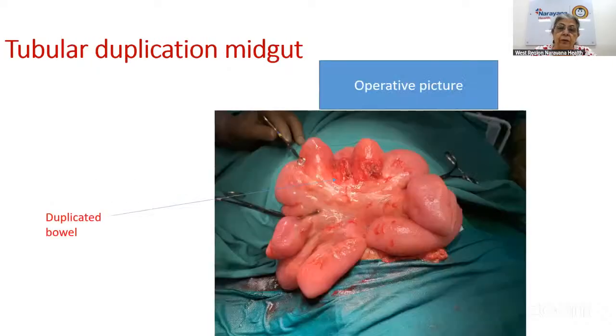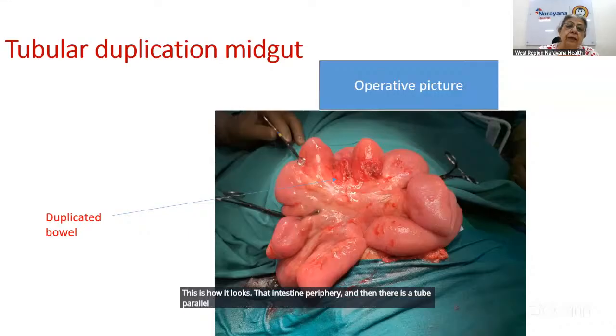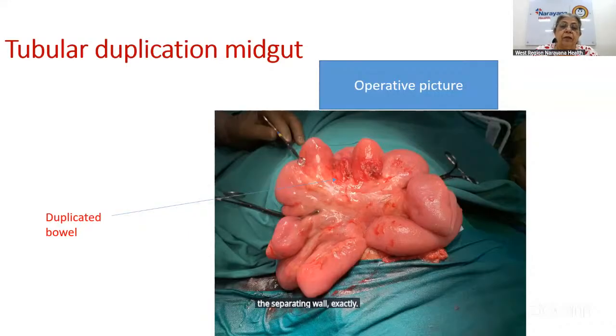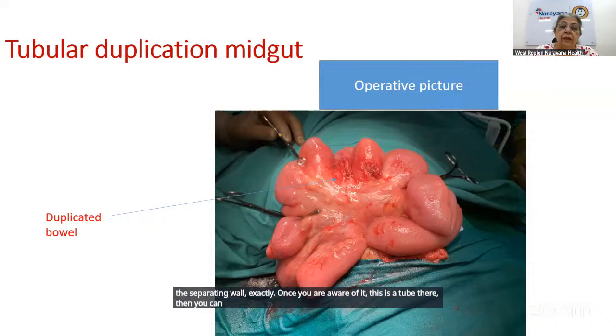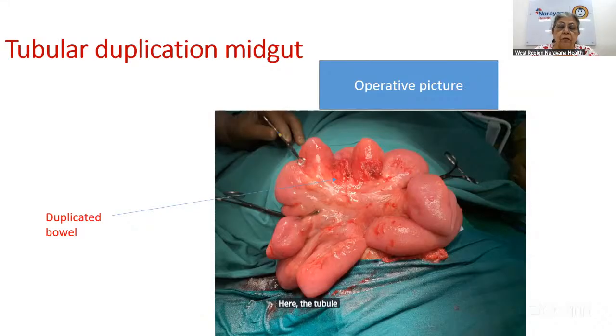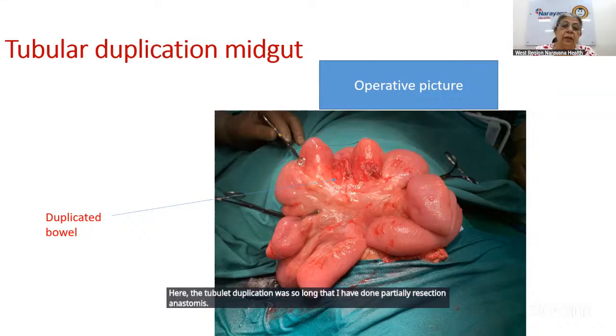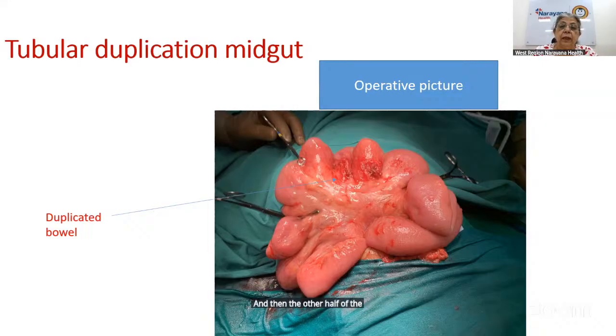This is how it looks. See that intestine periphery, and there is a tube parallel, but you can't make out the separating wall exactly. Once you are aware, okay, this is a tube there, then you can see it. Here, the tubular duplication was so long that I have done a partial resection anastomosis, and in the other half of the tubular duplication, I have put multiple incisions and removed the mucosa as a tube from inside.